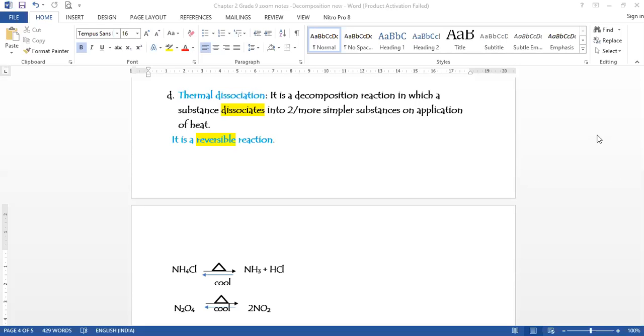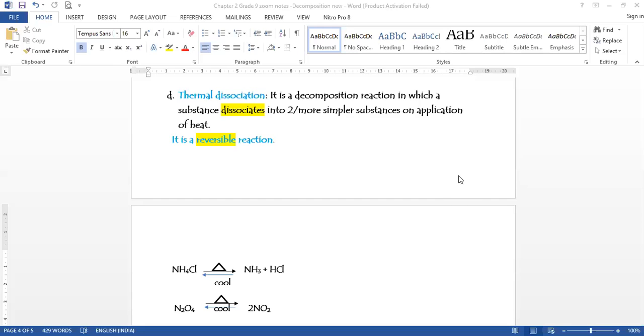So we have 2 points here. The first point you will write is that thermal dissociation is a decomposition reaction in which a substance dissociates into two or more simpler substances on application of heat, and then the substances which are produced as a result of this reaction will combine and can form the reactant again. That is point number one. Point number two is that thermal dissociation is a reversible reaction, unlike thermal decomposition, which is an irreversible reaction that can move only in the forward direction, that is, reactant giving you product. Thermal dissociation is a reaction where the products will combine and give the reactants back. So it is a reversible reaction.